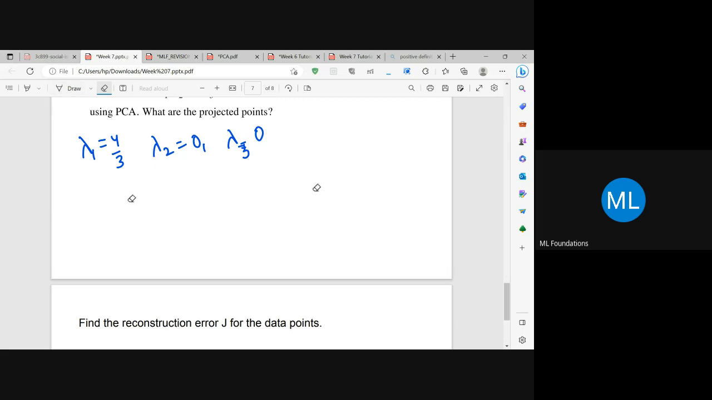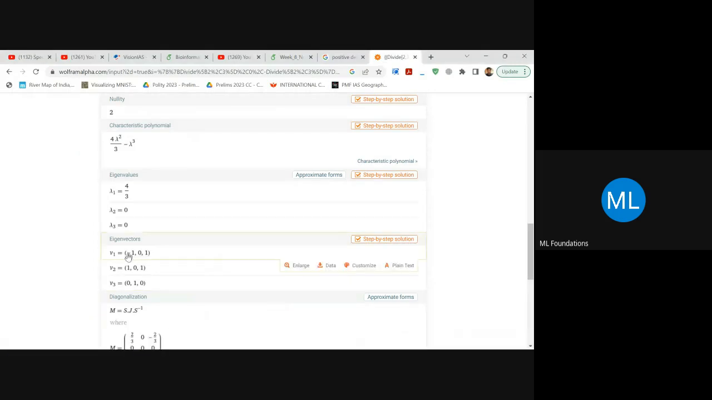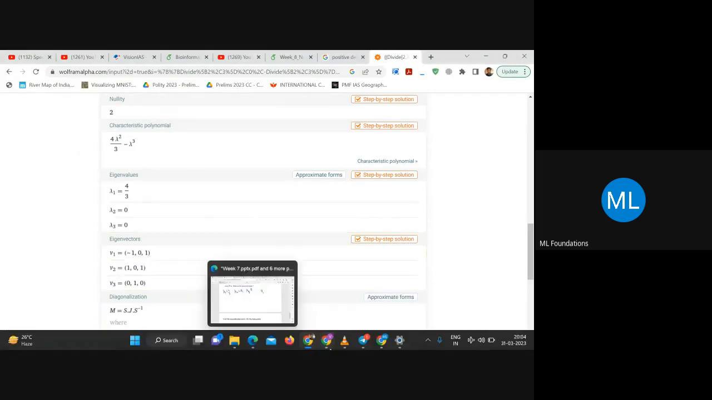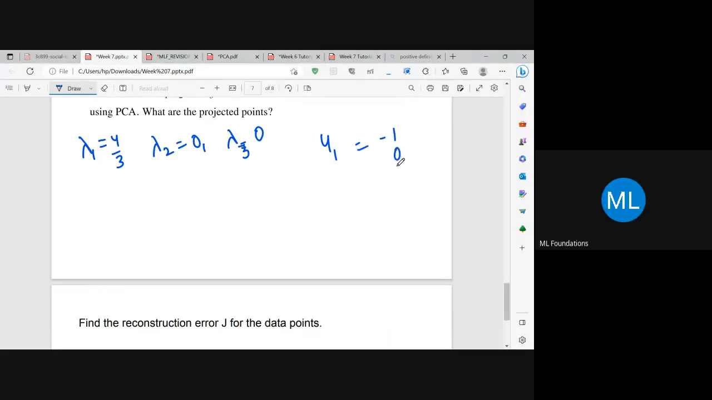Now you have been asked, so what are the eigenvalues I was getting? This one. Eigenvector, tell me what is the eigenvector that I was getting? So the first one is -1, 0, 1, right? So the first one is -1, 0, 1.